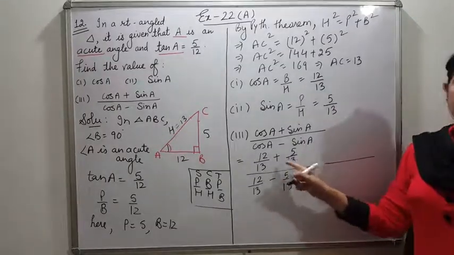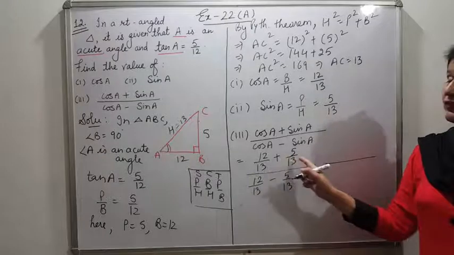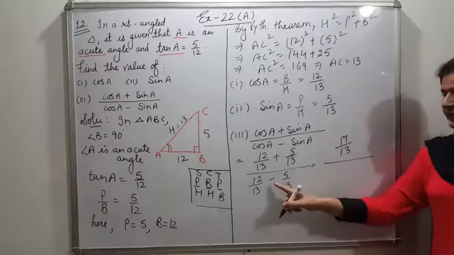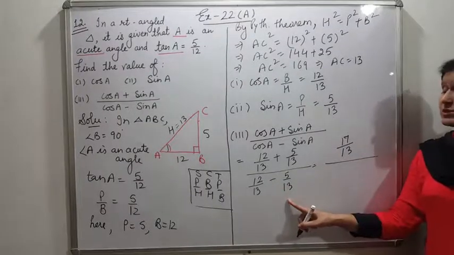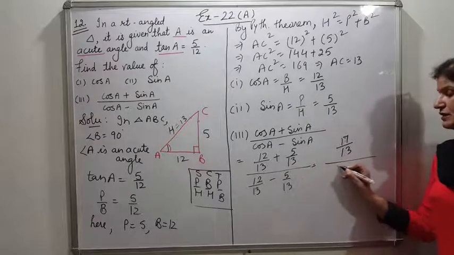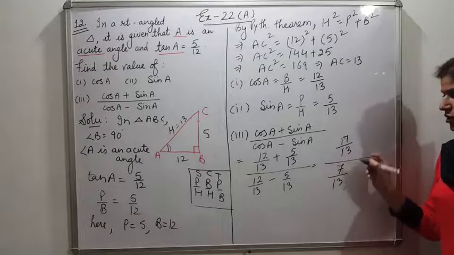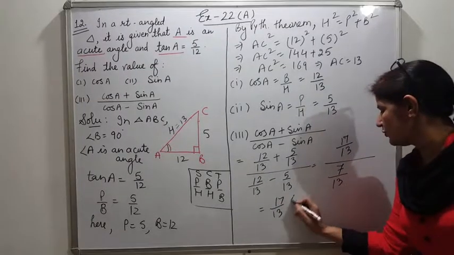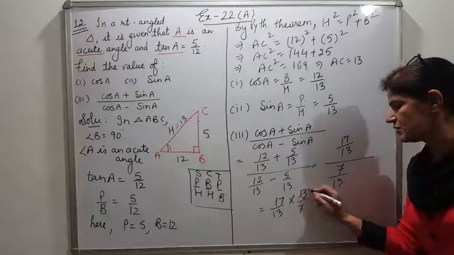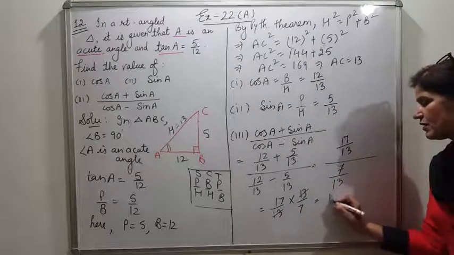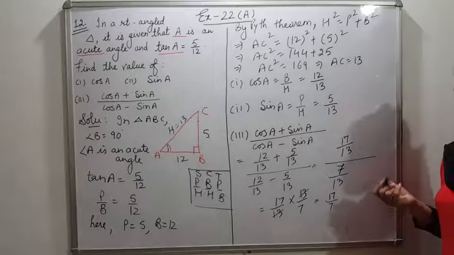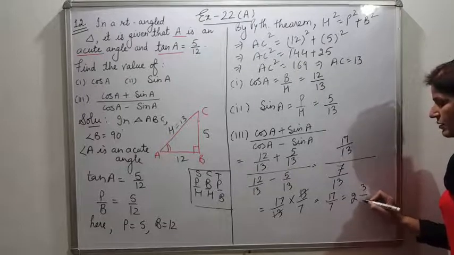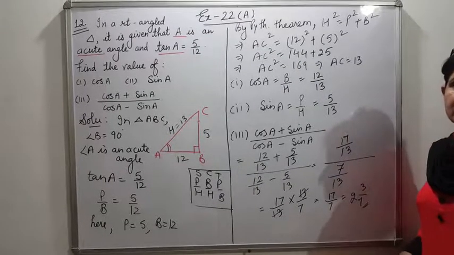You see, in the numerator both the terms are like fractions. We add them. 12 plus 5, 17 upon 13. Similarly here also we have like fractions. What will we do? We subtract them. 12 minus 5, 7 upon 13. Now you can take the reciprocal and multiply. 17 upon 13 into 13 upon 7. This 13 is cancelled. So our answer is 17 upon 7. You can change it into a mixed fraction also. 7 twos are 14. What is left? 3 upon 7. And this is your answer.